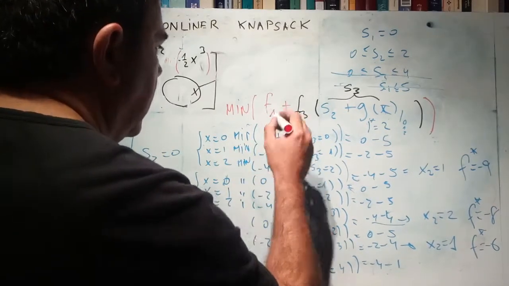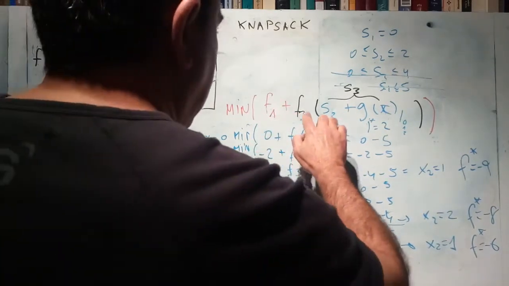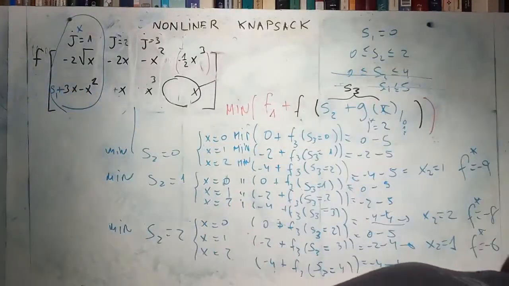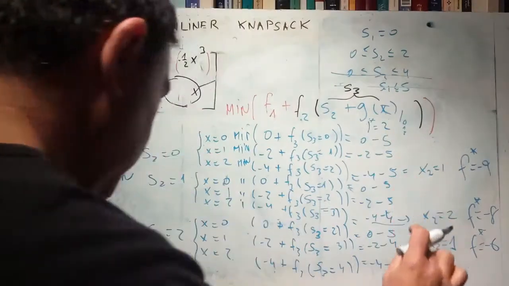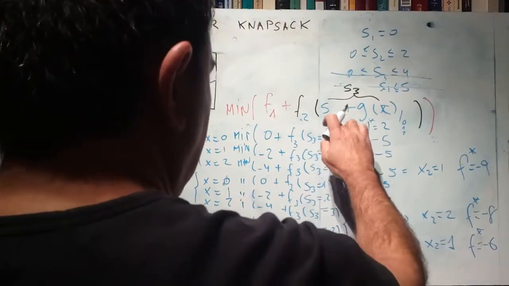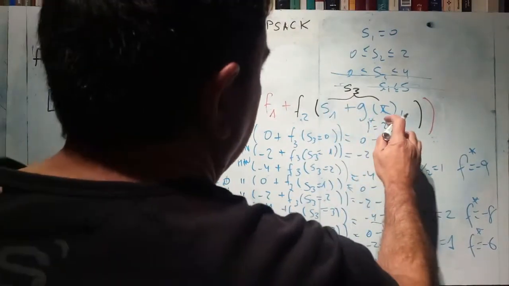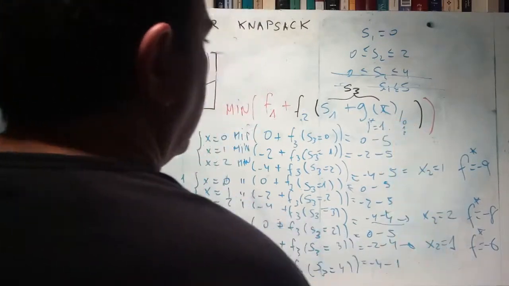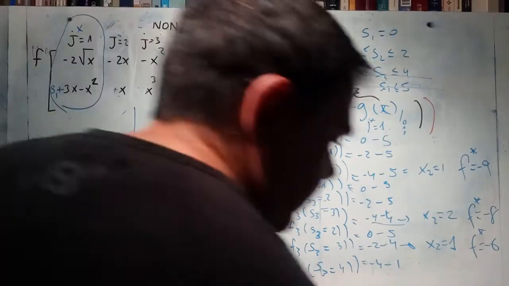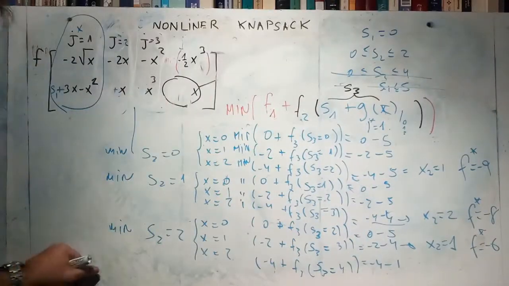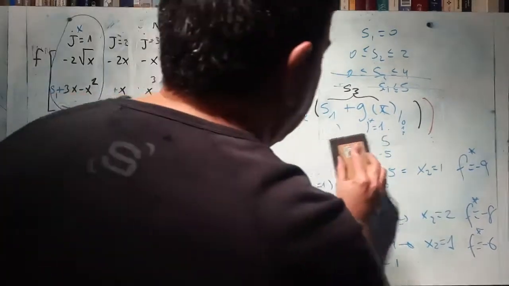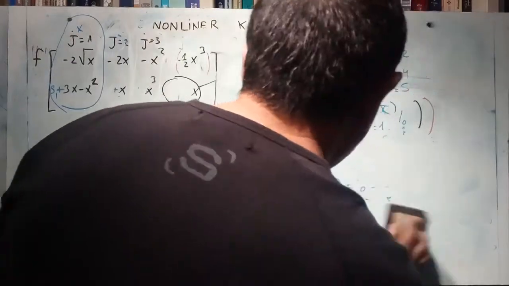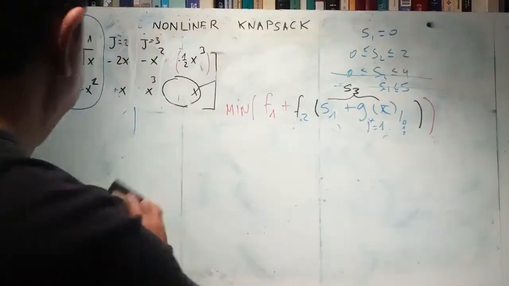This is 1 and this is 2. This is 2 and this is 1 and this is j star being 1, right? Okay, clear in the blackboard.